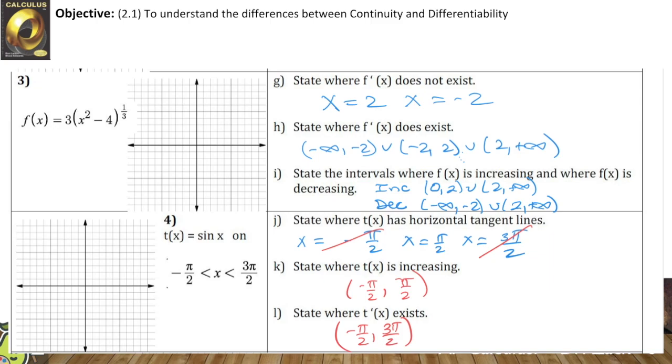As you look over your answers, keep in mind that the derivative cannot exist where you have vertical tangent lines, and I believe those occurred at both x equals 2 and negative 2. For the sine function, you cannot have horizontal tangent lines at the endpoints that are not in your domain, so keep that in mind. And also take a look at where your function is increasing, decreasing, as well as where the derivative exists.